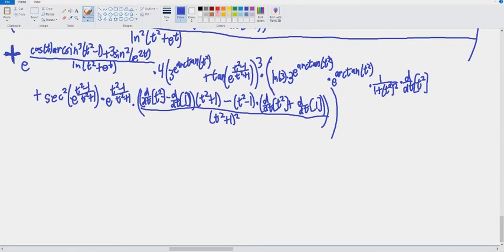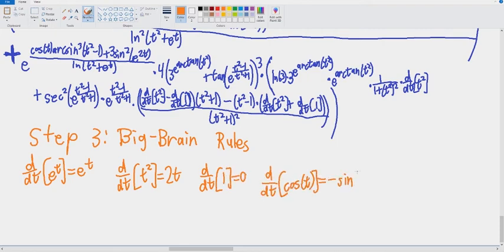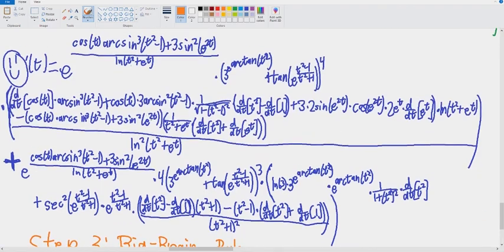And finally, we do step 3 of the flowchart. At this point, everything has been broken down as much as it possibly can, so it's time to just take all these derivatives. The derivative of e to the t is e to the t, the derivative of t squared is 2t, the derivative of 1 is 0, and the derivative of cosine of t is negative sine of t. Let's see what came out.